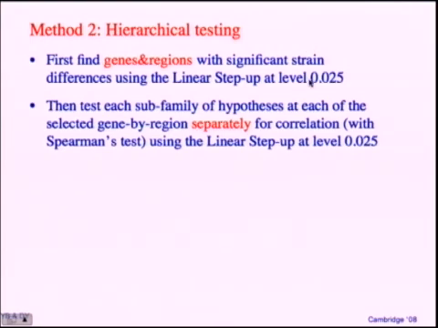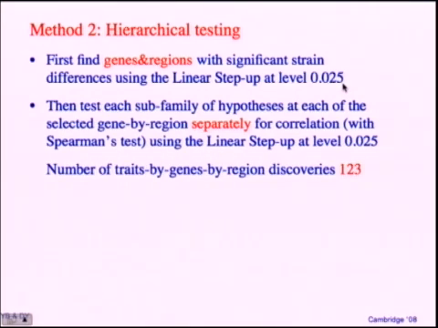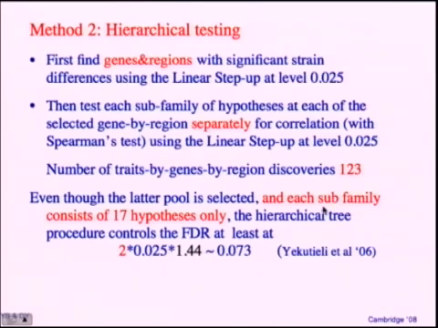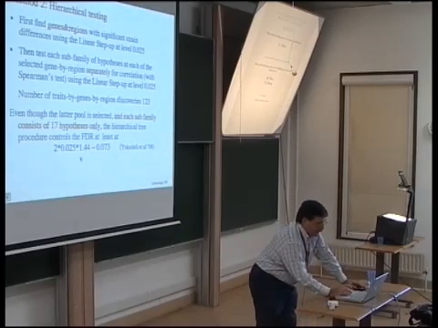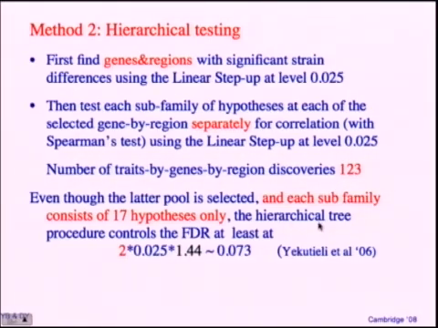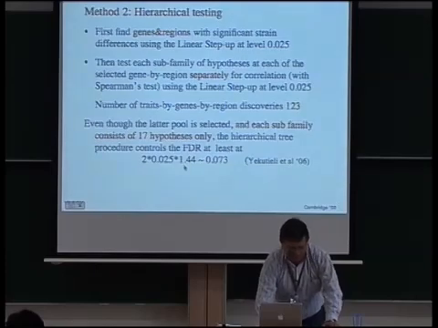We used, and I'll explain in a minute why, the 0.025 level for the first step. We then tested each subfamily separately at 0.025. The number of trait by gene by region discoveries was 123. And the point is that even though we did it in many separate families, each one with FDR at 0.05, there is a theorem in a work by Yekutieli that says the joint error has to be bounded by about 0.073.